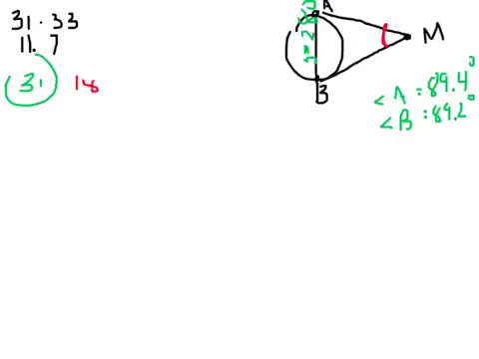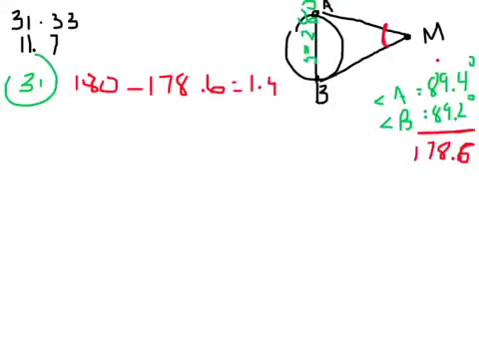So if I take 180 and subtract, I'm going to go ahead and add these two angles together over here. 4 plus 2 is 6. 9 plus 9 is 18. Pound your 8, carry your 1. That'd be 178.6. Okay, so let's kind of reason this out. 180 minus 178 would be 2, but you're subtracting 0.6 more, so this would be 1.4 degrees. Okay, so what is angle M? Angle M is 1.4 degrees.